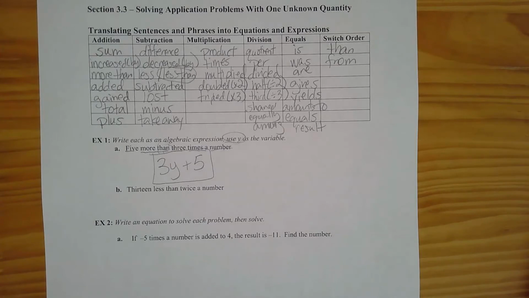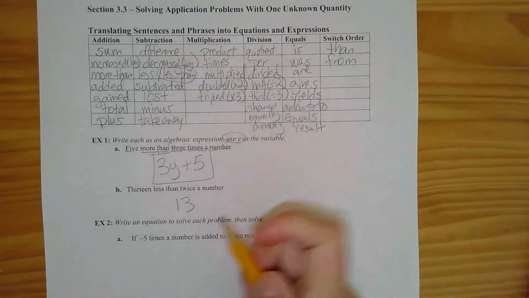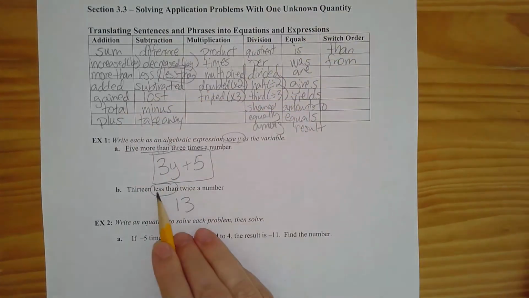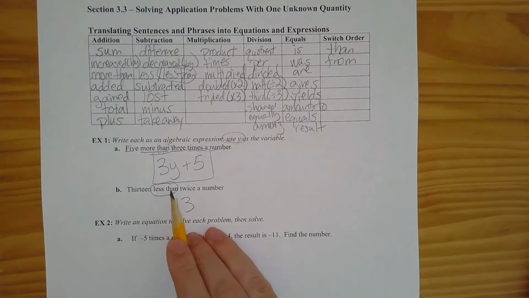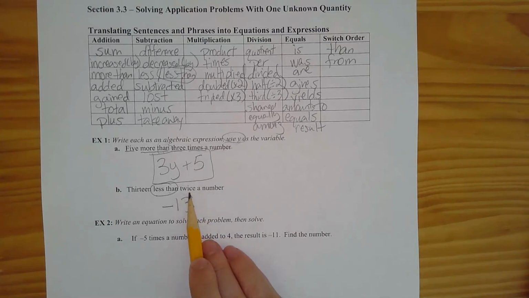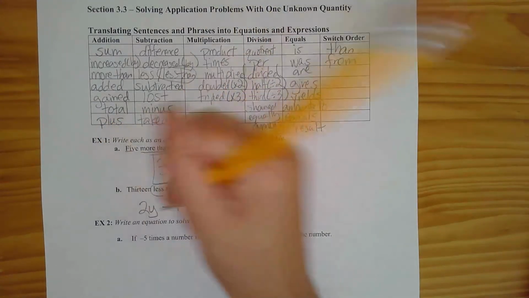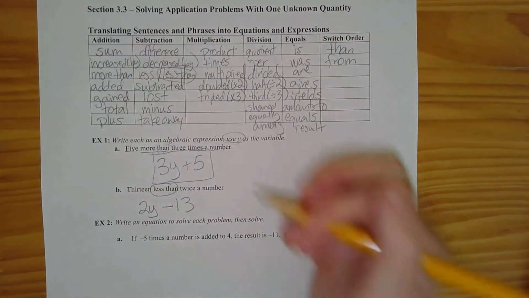In part B, we have 13 less than twice a number. So now we have the number 13. We have less than. So less would mean that we're doing subtraction, and than would actually mean that it's minus 13 instead of 13 minus. So it kind of switches our order. Twice a number. So twice means 2 times. A number, I don't know what the number is, so we're going to use the variable y. So 2 times y would be twice a number.